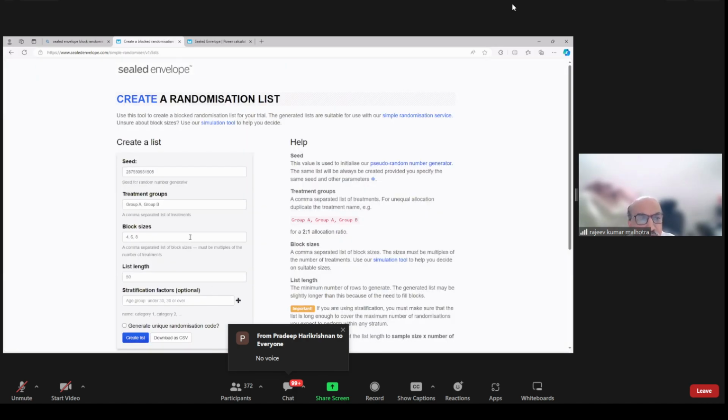You can see the screen for this one. You can see the screen of randomization. Can you write in the chat box?